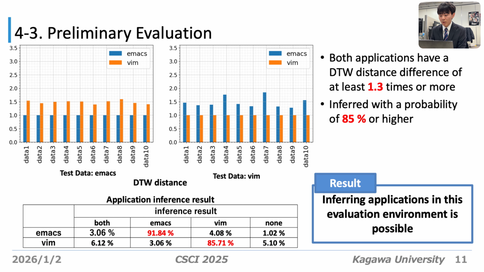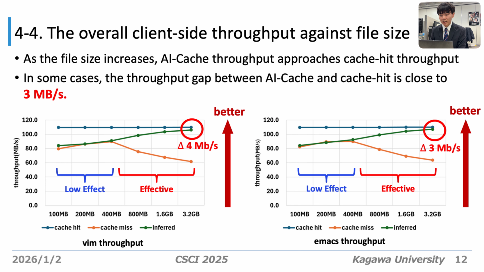Next slide shows performance of our proposal method. Figures plot the overall throughput against file size. The horizontal axis is the file size. The vertical axis is the throughput. The file size was set to 100 MB as a baseline and increased by power of 2 up to 3.2 GB. In the left figure, the throughput for cache hit is about 110 MB per second.